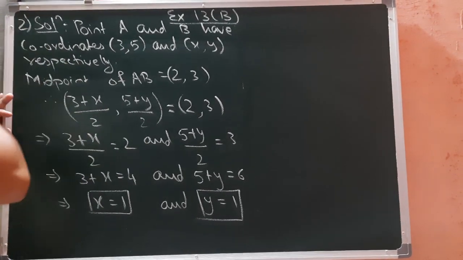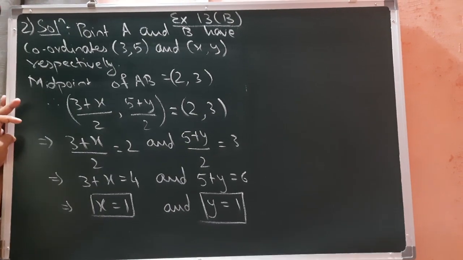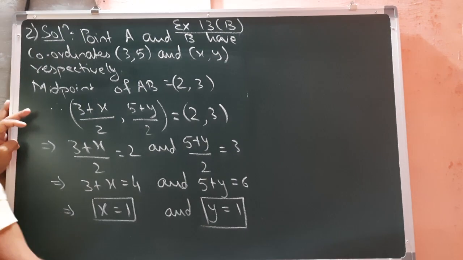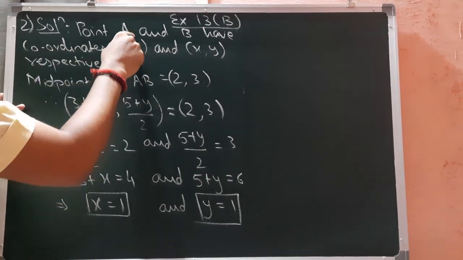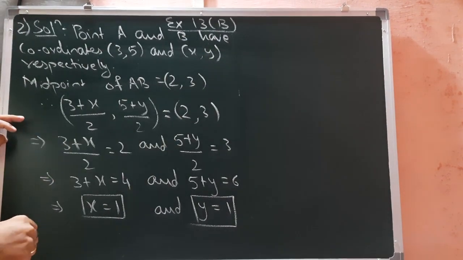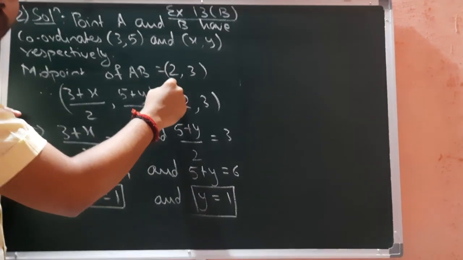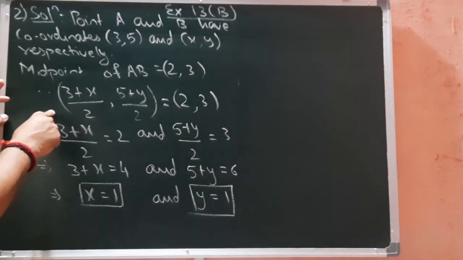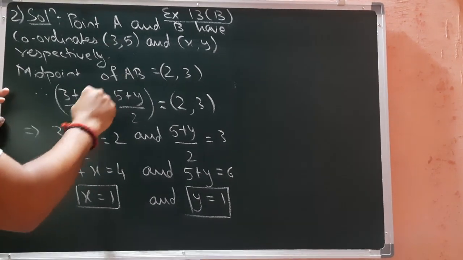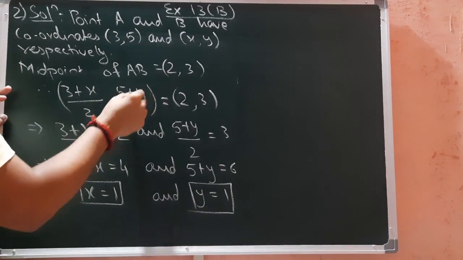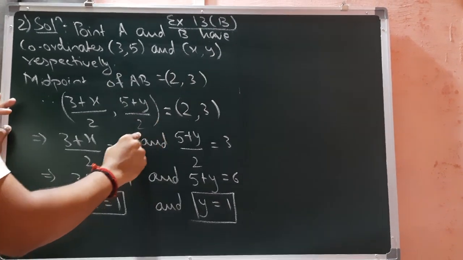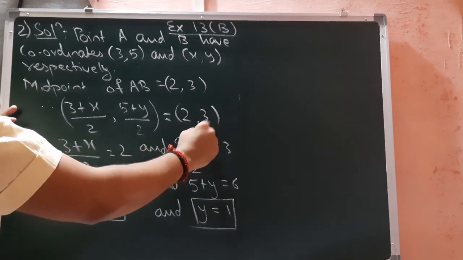Okay, now question 2. Question 2 says points A and B have coordinates (3, 5) and (x, y) respectively. The midpoint of AB is given to us as (2, 3). So by the midpoint formula, x1 is 3, so x1 plus x2 upon 2 is 3 plus x upon 2, then y1 plus y2 upon 2, where y1 is 5 and y2 is y, upon 2. So this is equal to (2, 3).